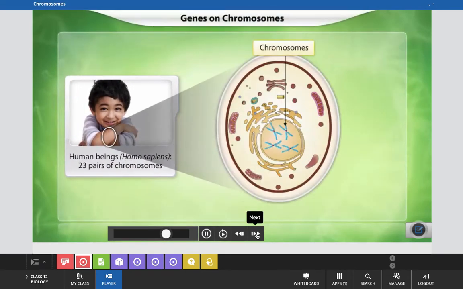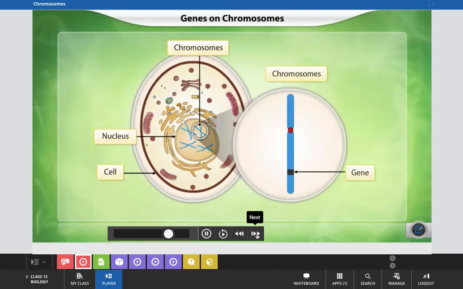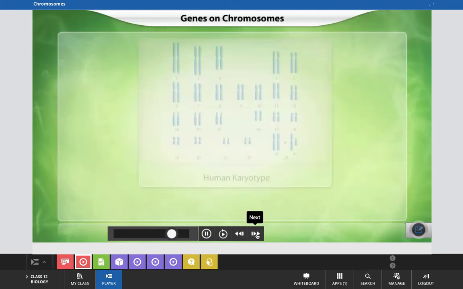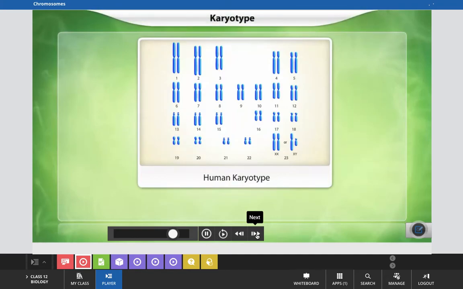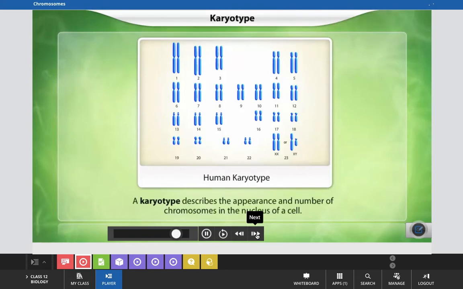The chromosomes bear the units of heredity called genes. Genes determine the expression of different characters in an organism. The complete set of chromosomes in a cell's nucleus is known as a karyotype. A karyotype describes the appearance and number of chromosomes in the nucleus of a cell.